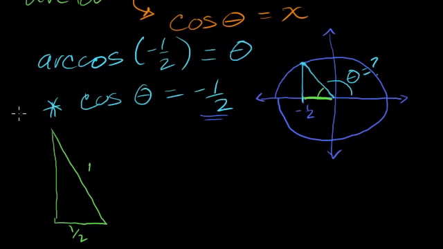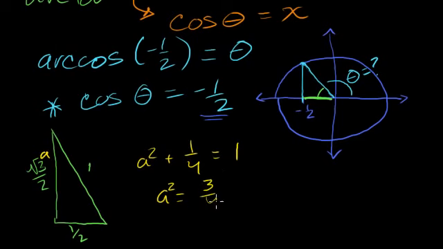Hopefully you recognize that this is going to be a 30, 60, 90 triangle. You could actually solve for this other side. You'll get the square root of 3/2. To solve for that other side, you just need to do the Pythagorean theorem. Actually, let me just do that. Let me call this a. So you'd get a squared plus 1/2 squared, which is 1/4, is equal to 1 squared, which is 1. You'd get a squared is equal to 3/4, or a is equal to the square root of 3/2.